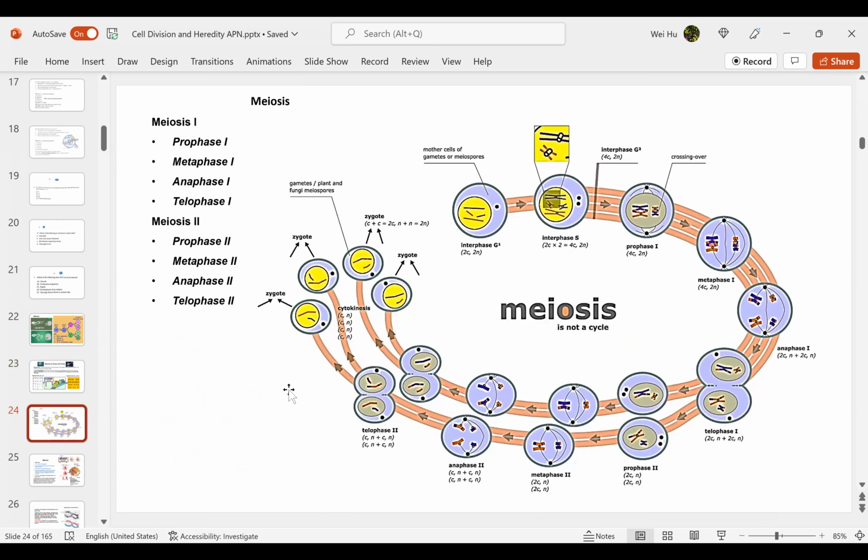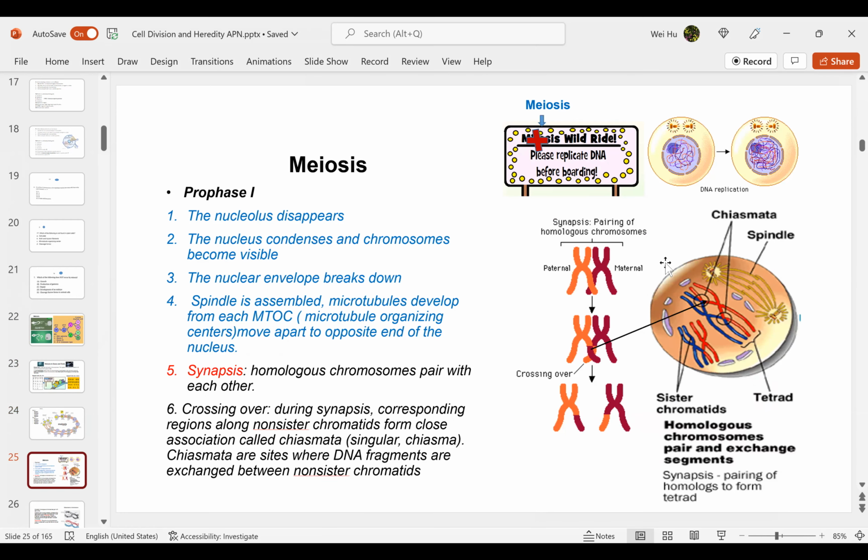Okay, so that's the whole picture. So again, you have to do interphase. The interphase is a must. Then you go to meiosis 1, then you go to meiosis 2. Then you're making 4 individual cells, 4 unique cells. These are terminal cells, you cannot go back to this cycle again. Okay, so now let's start with meiosis 1, prophase 1.